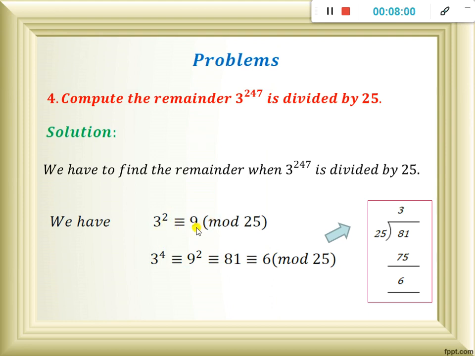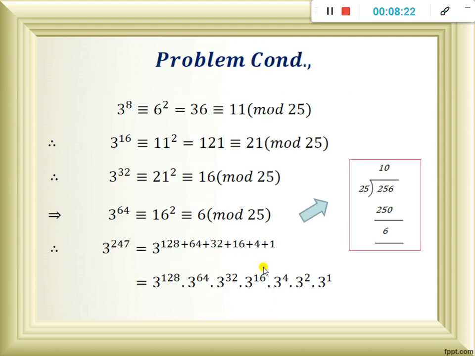So 3 square means 9. It is impossible to divide by 25. Keep it as it is. Again square that. So the left hand side becomes 3 power 4. So 9 square becomes 81. While dividing 81 by 25, the remainder is 6. So what's our ultimate aim? The remainder has to be reduced to either plus 1 or minus 1. Right? Now I'm again squaring, 3 power 8.